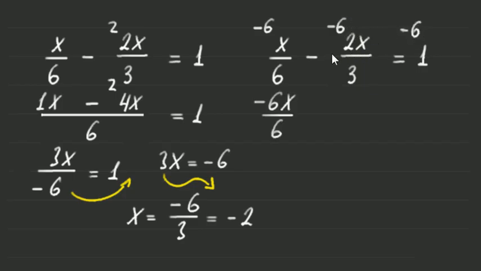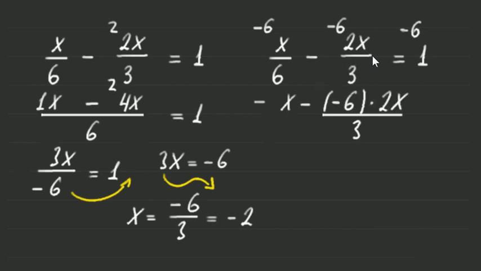For the first fraction, 6 and 6 being cancelled out, I get minus x. For the second fraction, I divide 6 by 3 and I get 2. Minus times minus is plus, and 2 times 2 is 4. And on the right side I get minus 6.